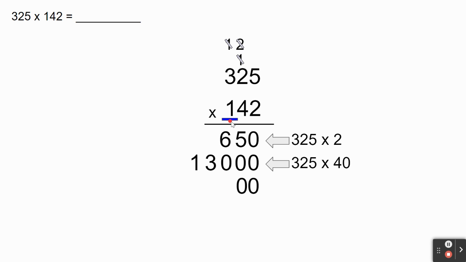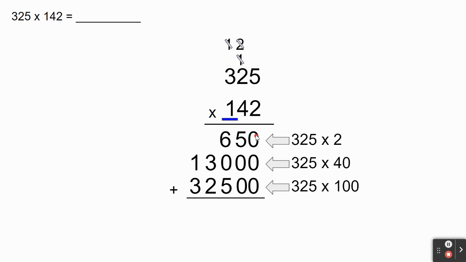We're first going to be multiplying 100 times 5, since the 5 is in the ones place. 1 times 5 is 5. Now let's multiply by the tens place. 1 times 2 is 2. And now we'll multiply by the hundreds place. 1 times 3 is 3. So 325 times 100 is 32,500. We can now add these products together.